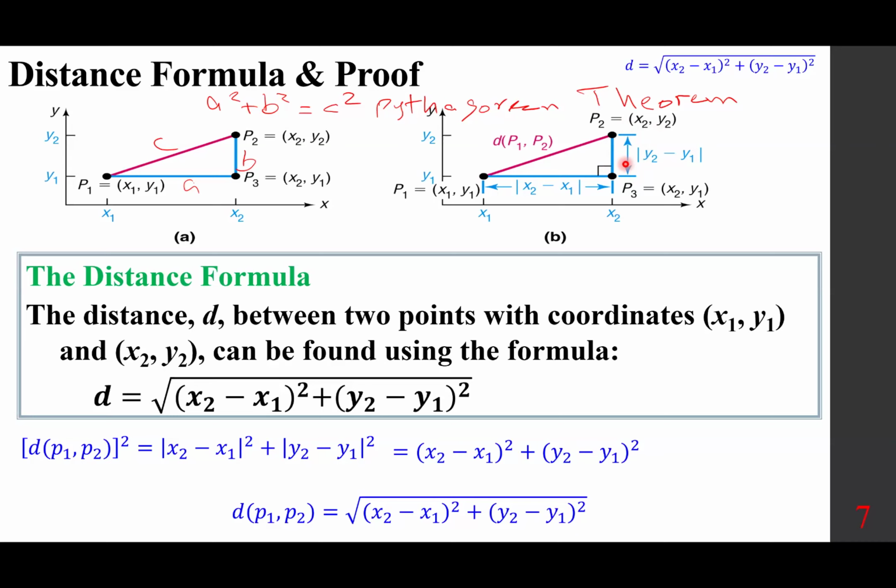The reason we use an absolute value here is because we may not know which one is at the top, which one is at the bottom. Whether in this case, clearly y sub 2 is larger, but it may be smaller. That's why we put in an absolute value, but when we square it, it makes no difference. Even if you put x sub 1 minus x sub 2, it makes no difference when you square it.